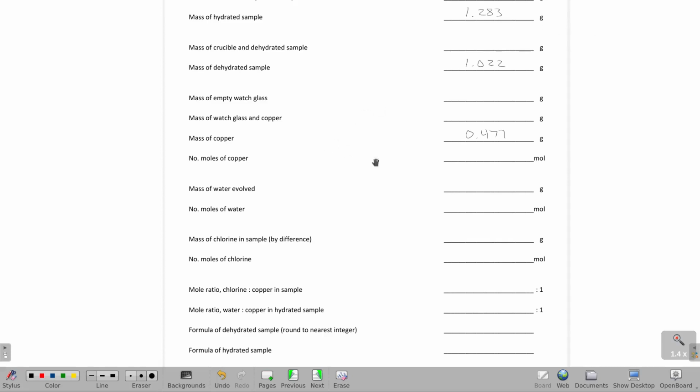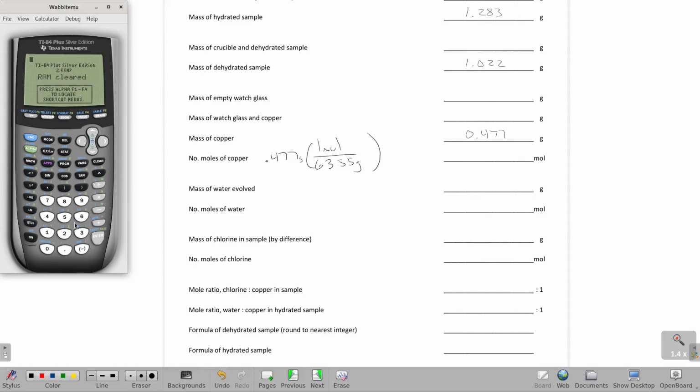Alright, so we're going to start just going right in order. We can get the number of moles of copper because we do have the mass. And what we're going to do is just take that mass and divide it essentially by the molecular weight. And that gives us 0.00751.